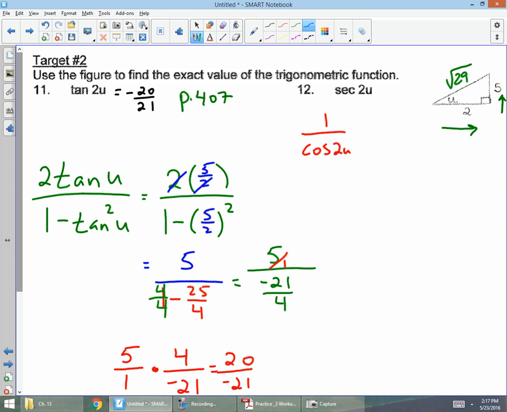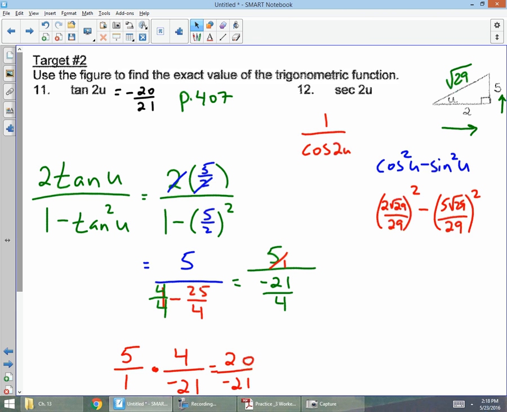So the most commonly used version of cosine is cosine squared of u minus the sine squared of u. And so let's take a look here. Cosine is going to be 2 square root of 29 over 29. I rationalized the denominator. It was 2 divided by the square root of 29. And then I'm going to do the sine, which is going to be 5 square root of 29 over 29. And that's squared as well.